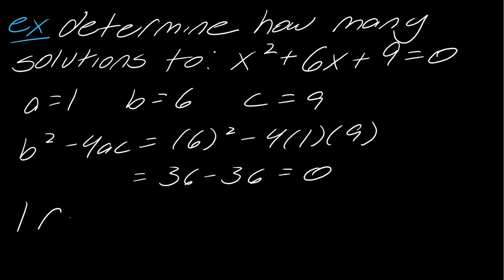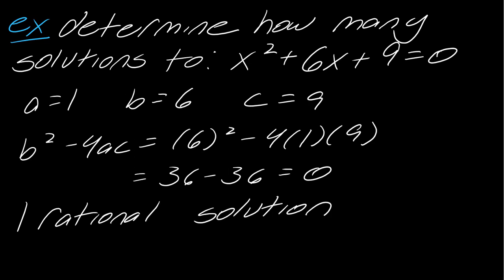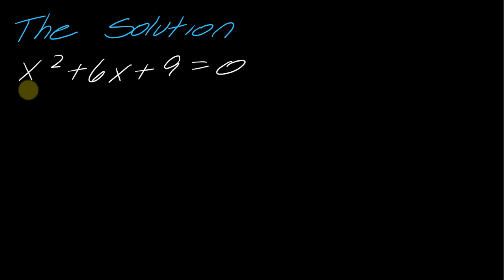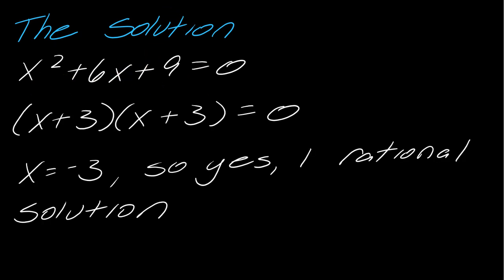So there's one rational solution. And can I prove that to myself? I can pretty quickly prove that. If I wanted to solve this, I could factor it as x plus 3 times x plus 3. So there's just the one solution of negative 3. It's the same solution. So yes, there's just one rational solution. That's what the discriminant is getting at. It's telling you how many solutions there should be.